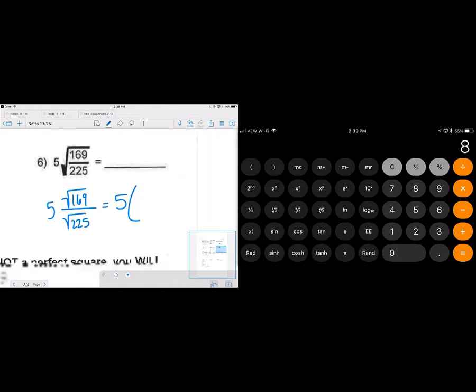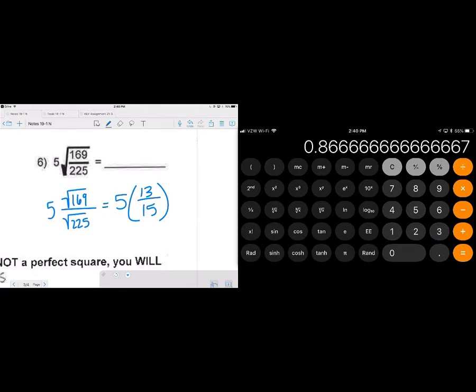So these we would break up. 169 square root is 13. 225 square root is 15. And then in your calculator, on the phone, you can use these little parentheses to say 13 divided by 15, close parentheses. And then I want to multiply it times 5. And that's 4.3 repeating. So that's 4 1/3, or 13 over 3.